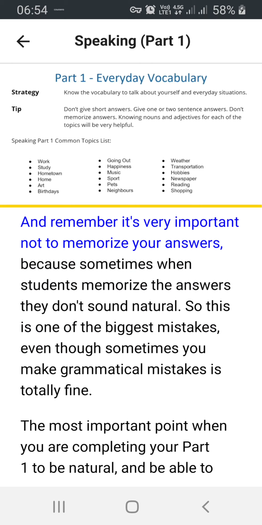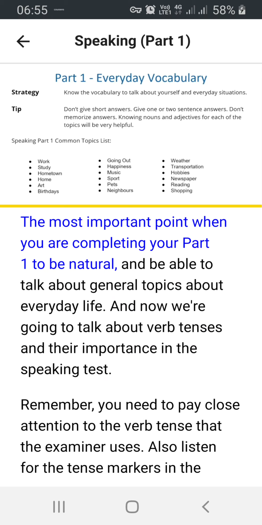And remember, it's very important not to memorize your answers, because sometimes when students memorize the answers, they don't sound natural. So this is one of the biggest mistakes. Even though sometimes you make grammatical mistakes, it's totally fine. The most important point when you are completing your part 1 is to be natural and be able to talk about general topics about everyday life.